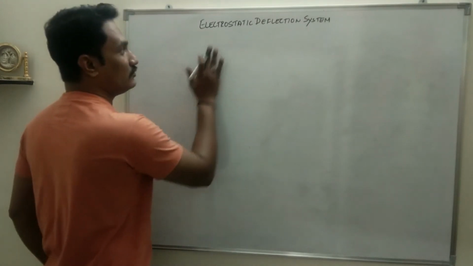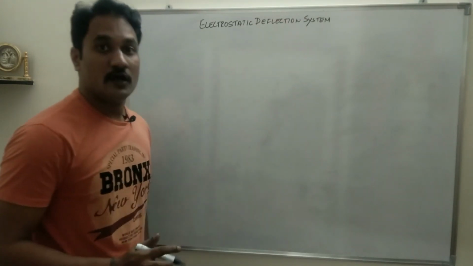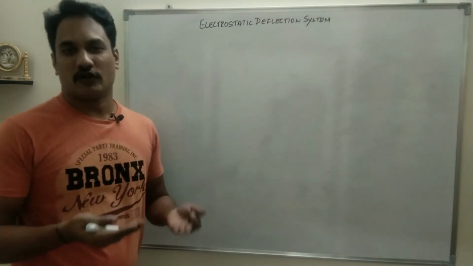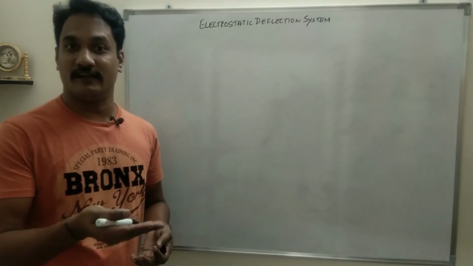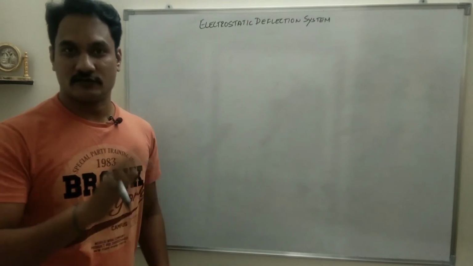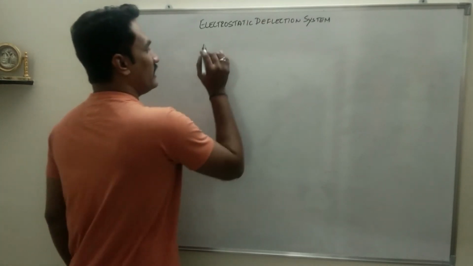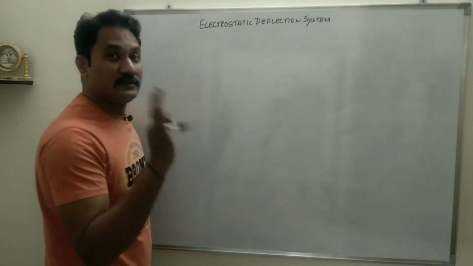So I will explain the electrostatic deflection system on the basis of, actually what we are trying to understand is on what parameter the deflection of the electron on the screen depends. That is what we are trying to understand. I will explain this with 3 diagrams.